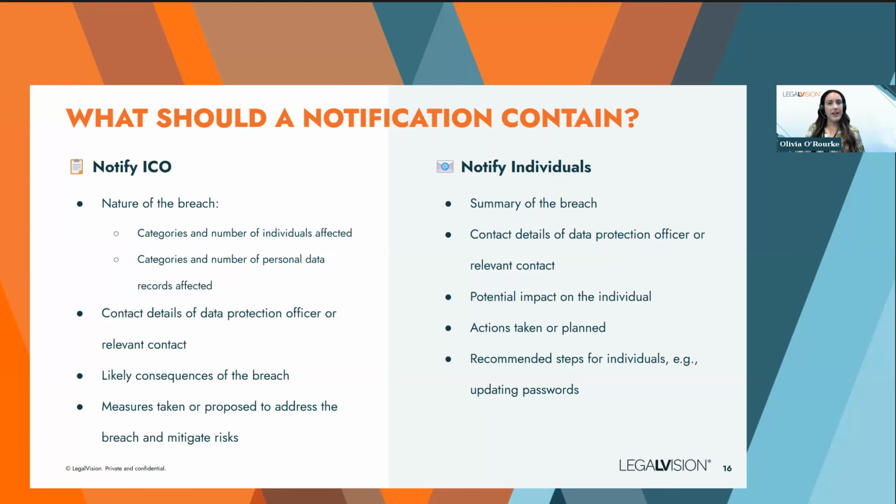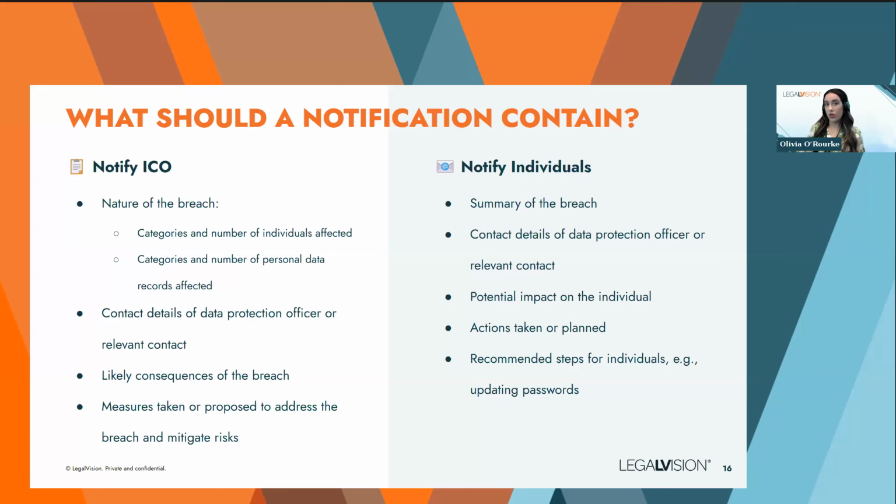Now, if you need to notify individuals, the notification will look a little different. Obviously the language needs to be reflective of the fact that you're dealing with individuals, not the ICO, who is obviously well-versed in data protection legislation and language. So keep that in mind when drafting any notification to an individual. But what you should be including is a summary of the breach. Again, also the contact details of your data protection officer, or who they can contact if they need more information or have questions.